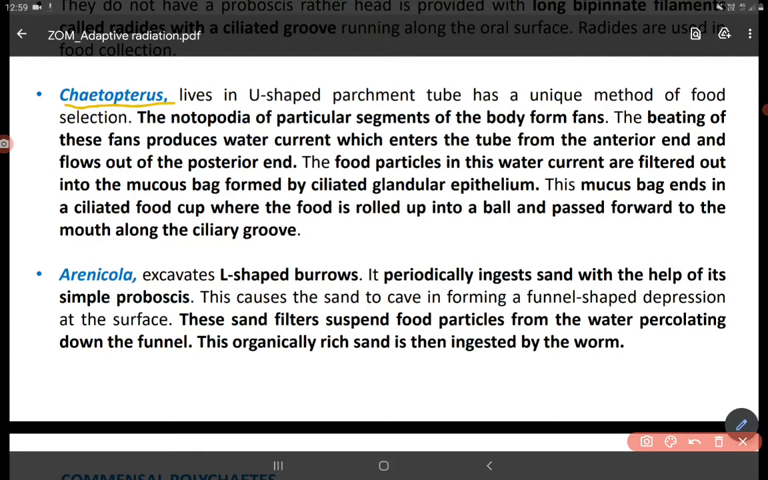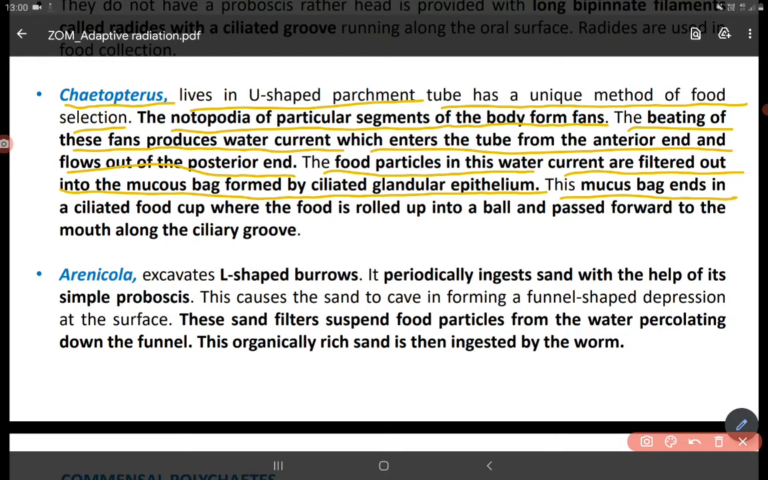Chaetopterus lives in a U-shaped parchment tube and has a unique method of food selection. The notopodia of particular segments of the body form fans. The beating of these fans produces a water current which enters the tube from the anterior end and flows out of the posterior end. The food particles in this water current are filtered out into the mucus bag formed by ciliated glandular epithelium. This mucus bag ends in a ciliated food cup where food is rolled up into a ball and passed forward to the mouth along the ciliary groove.